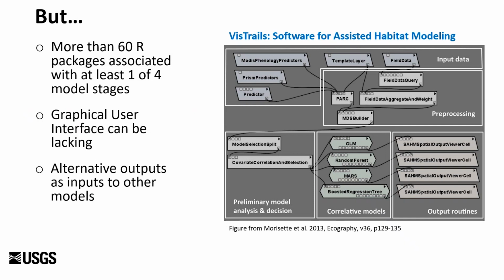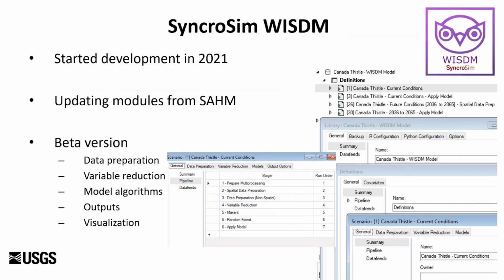And the screenshot that I am showing here is the VisTrails software for assisted habitat modeling, or SAHM, which was a set of modules that we developed here at USGS that was within this VisTrails modeling framework that's maybe analogous to SyncroSim, except it hasn't been updated, and probably nobody in this room, unless you've used SAHM, has ever heard of VisTrails. And so our research group still heavily uses the software, and we've been thinking about what can we do to move forward with it? And so that's kind of where this idea for SyncroSim WISDM was born.